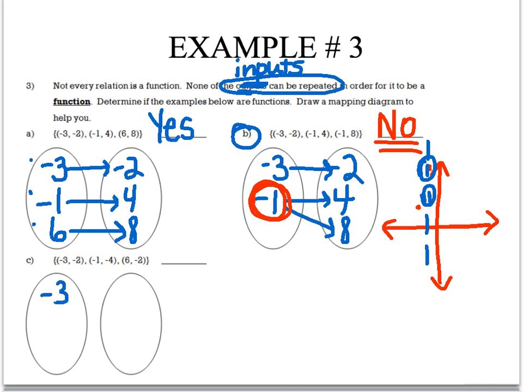And part C says -3 goes with -2, -1 with -4, and 6 also goes to -2. Now that is okay because the y coordinate has two x values, but none of the x coordinates are being split into two separate directions. They are sharing a y coordinate, that's okay. And you notice the difference from part B, that the -1 was being split in two different directions. None of these x coordinates are being split apart. So this is yes, a function.